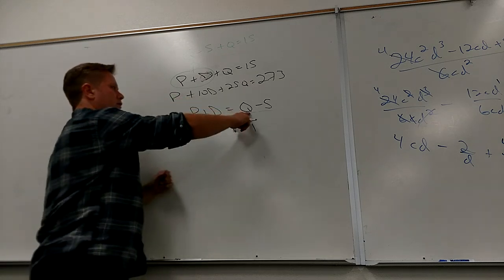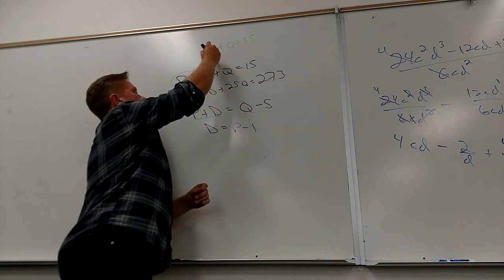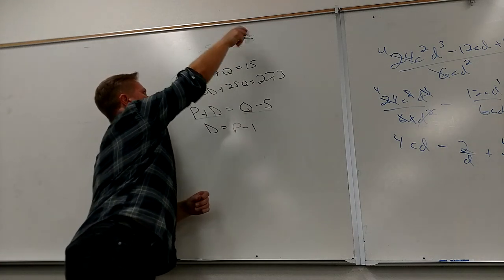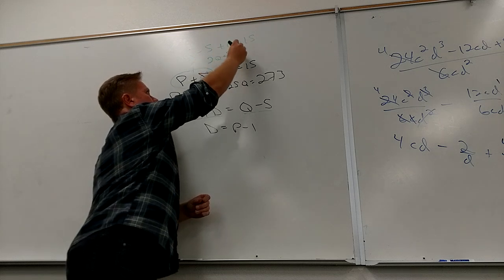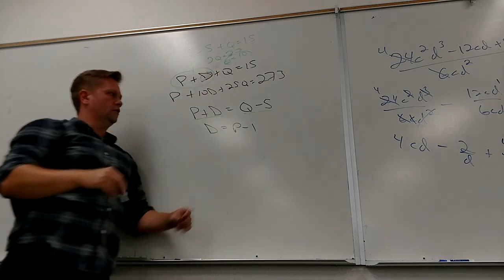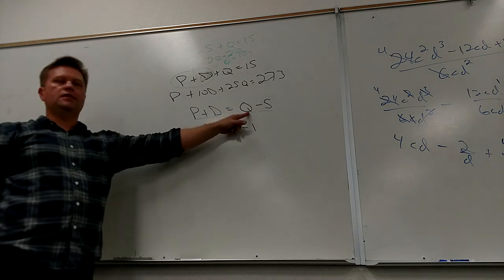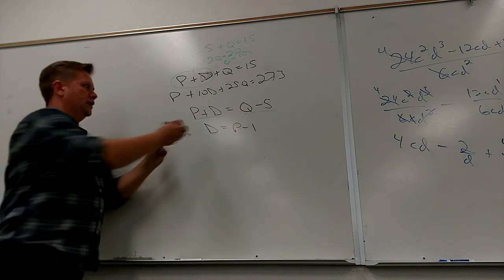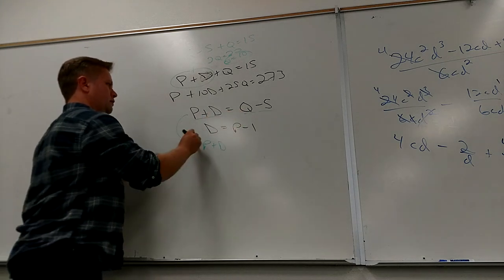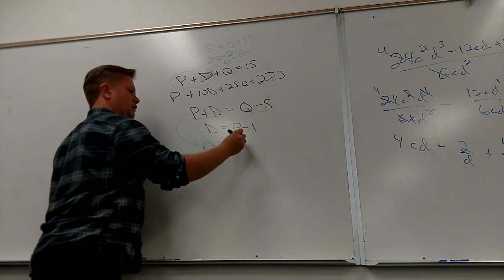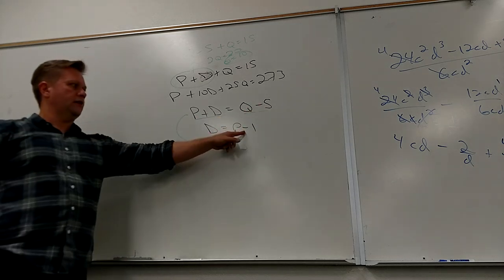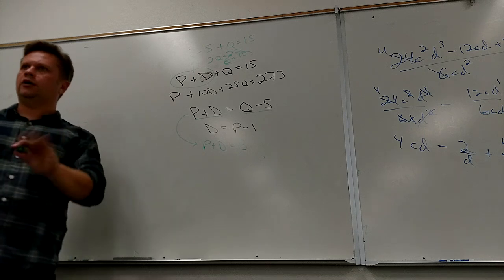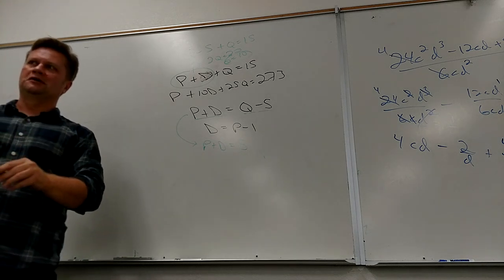Now, what's going to happen is something interesting. Let's see, what do we get for Q here? We get 2Q equals, add the 5, 20. So Q is 10. If I put a 10 there, I get P plus D equals 10 minus 5, which is 5. And then I've got this I can substitute. All right, let's stop there.